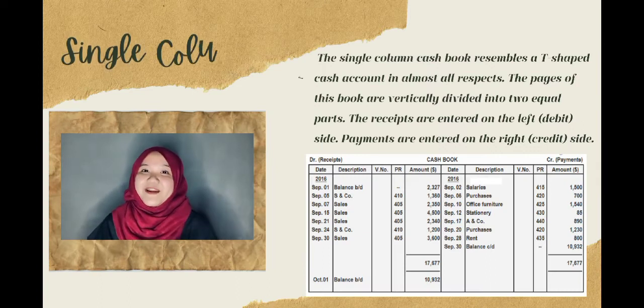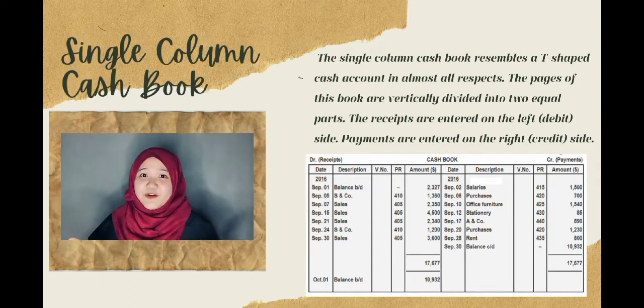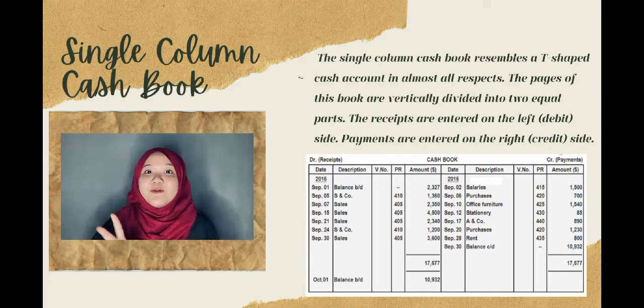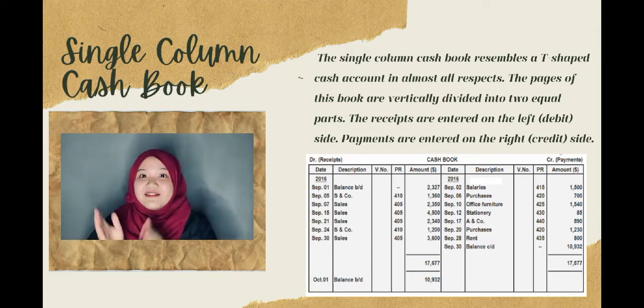Alright, what is a single column cash book? The single column cash book resembles a T-shaped cash account in almost all respects. The pages of this book are vertically divided into two equal parts. The receipts are entered on the left, debit side. Payments are entered on the right, credit side.